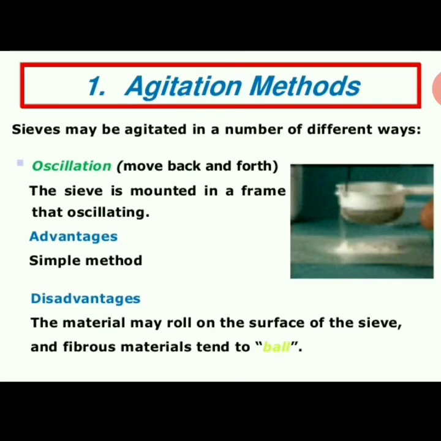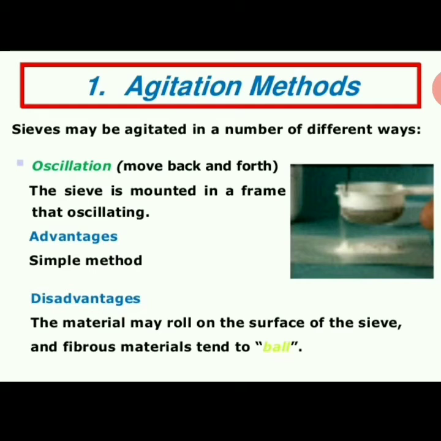Okay, again size reduction, it gives attrition, means it gives again size reduction. It is fully wastage of material because we required coarse particles and these coarse particles become very fine particles, then it is full of wastage of material. This is the disadvantage of the agitation method.